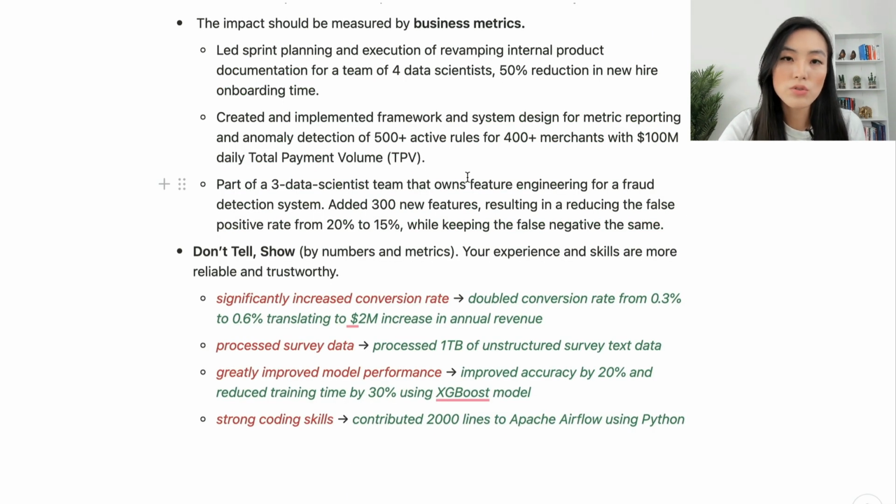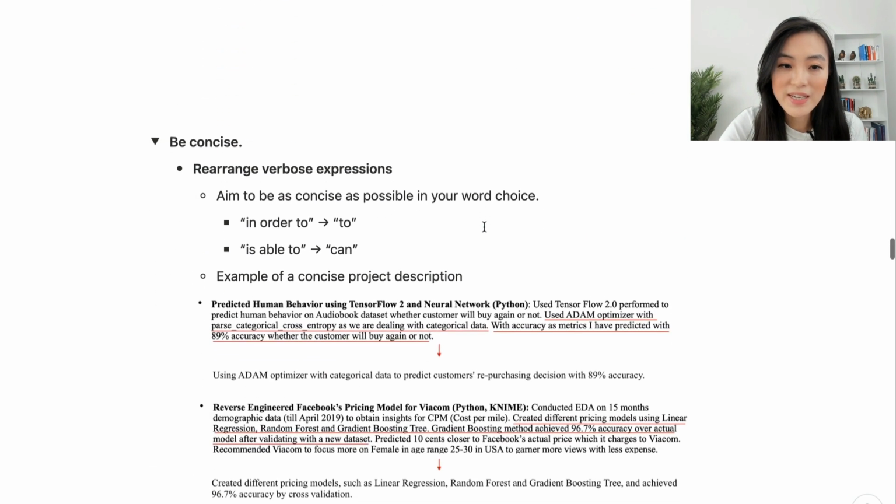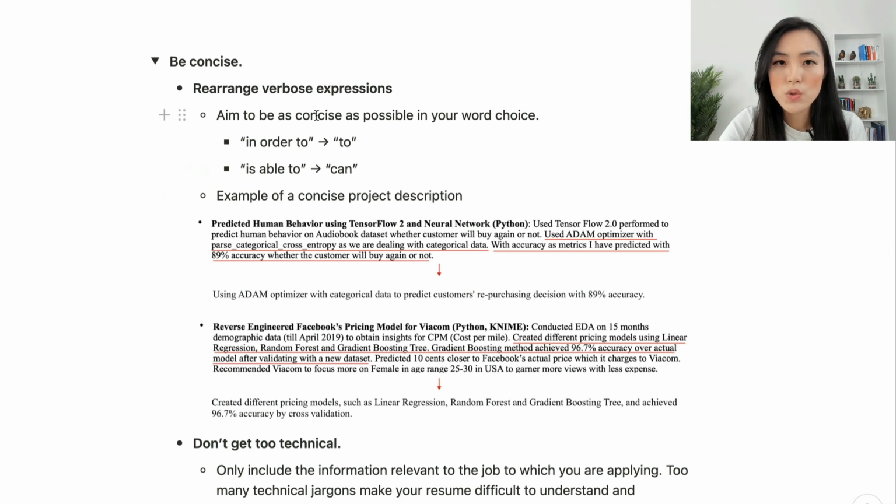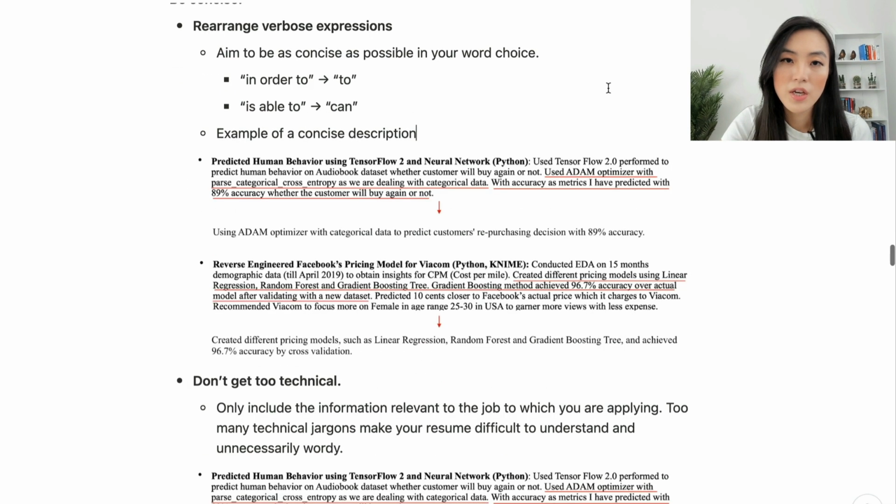Okay, now you know how to make these descriptions more outcome-oriented or impact-oriented. Let's move forward to another tip. Be concise. The first thing you can do is to rearrange verbose expressions. Aim to be as concise as possible in your word choice. For example, in order to can be shortened as to, is able to can be replaced by can. Here's an example of a concise description.